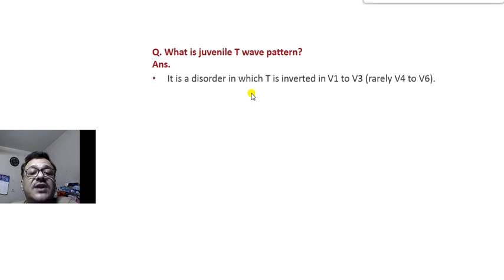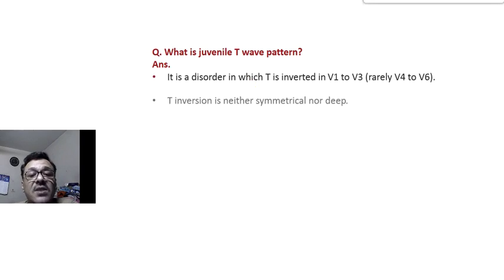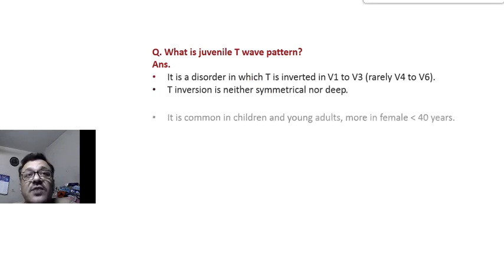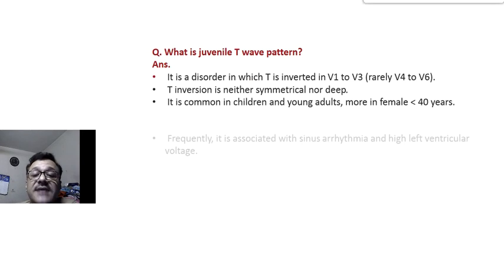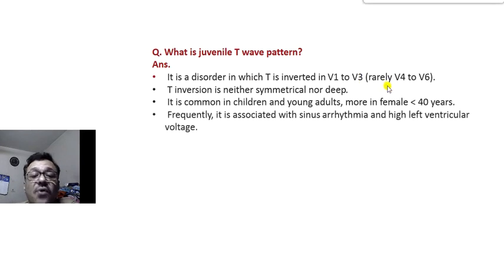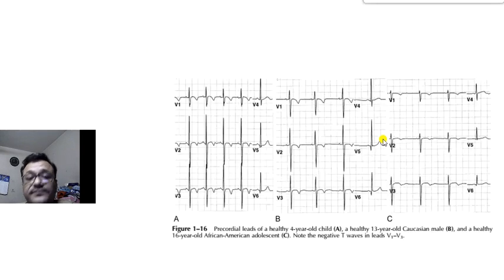Now, what is the juvenile T wave pattern? Normally T wave inversion is in V1, V2. It may extend up to V3 and V4. It is not associated with symmetrical T wave inversion or deep T inversion. It is common in children, young adults, and females less than 40 years. Frequently, it is associated with sinus arrhythmia and high left ventricular voltage.